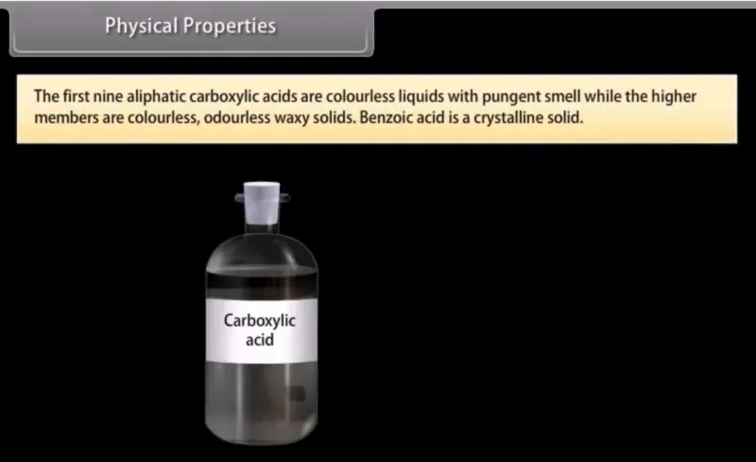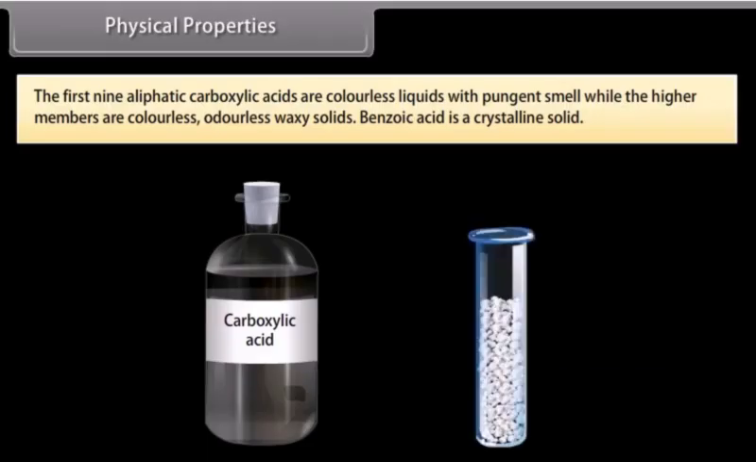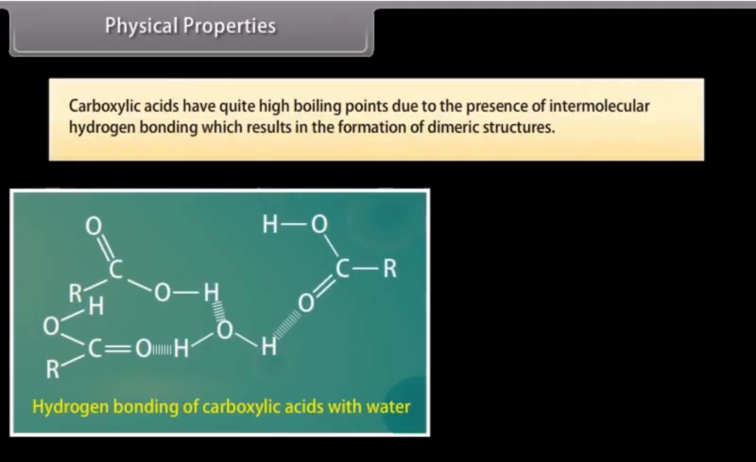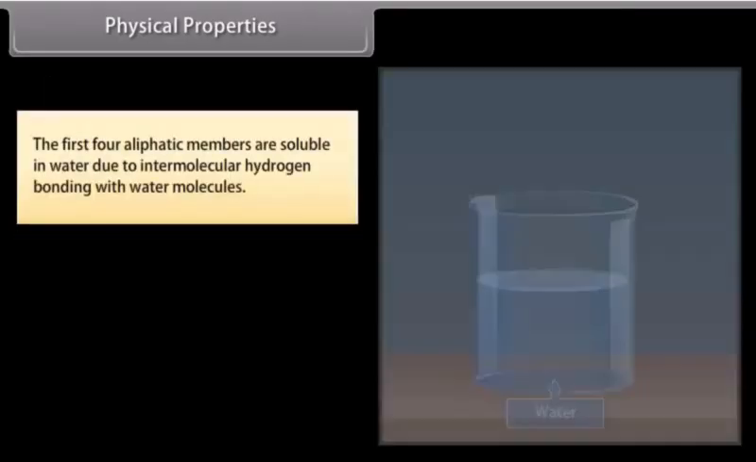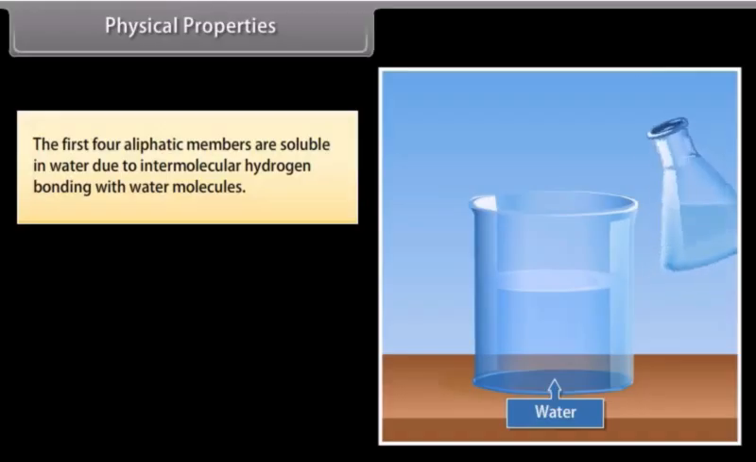Physical properties. The first 9 aliphatic carboxylic acids are colorless liquids with a pungent smell, while the higher members are colorless, odorless, waxy solids. Benzoic acid is a crystalline solid. Carboxylic acids have quite high boiling points due to the presence of intermolecular hydrogen bonding, which results in the formation of dimeric structures. The first 4 aliphatic members are soluble in water due to intermolecular hydrogen bonding with water molecules.